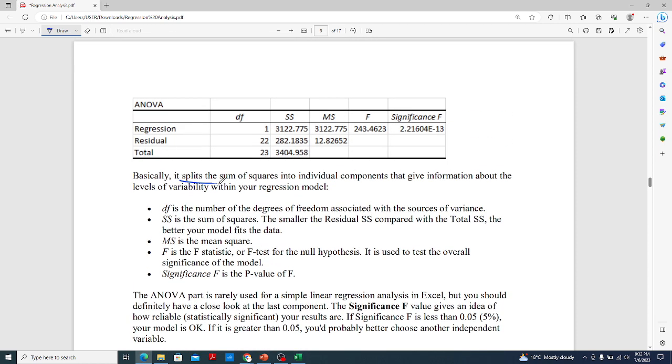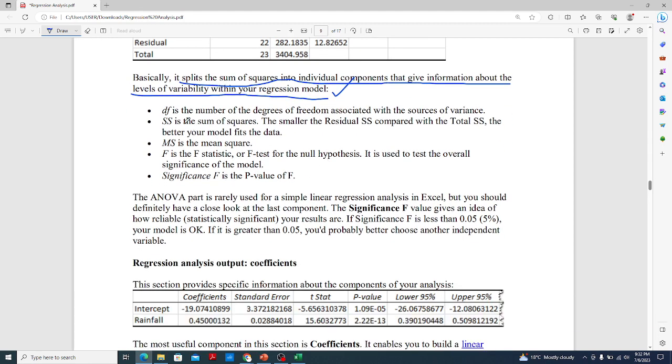Basically, it splits the sum of squares into individual components that give information about the levels of variability within your regression model. We have degrees of freedom, which is the number of degrees of freedom associated with the source of variance. Then we have SS, that is the sum of squares.